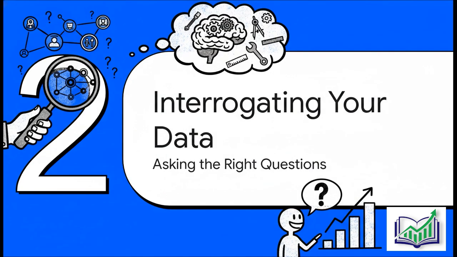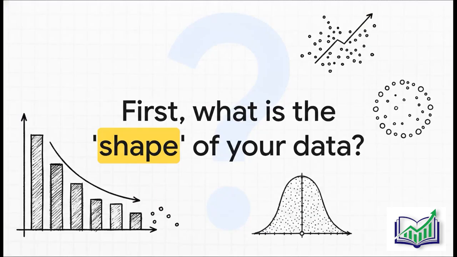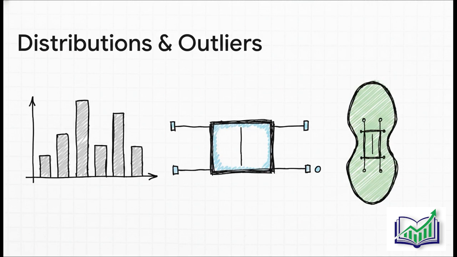Now, having the tools is one thing, but knowing how to use them, that's everything. Visualization isn't just about making pretty pictures, it's about interrogating your data. You have to ask the right questions. The very first question you should always ask is about the fundamental shape and spread of your variables. Before you even start looking for relationships, you have to understand the character of each piece of data. Is it skewed? Are there any weird outliers? Where does most of the data cluster? And we have specific tools just for this.